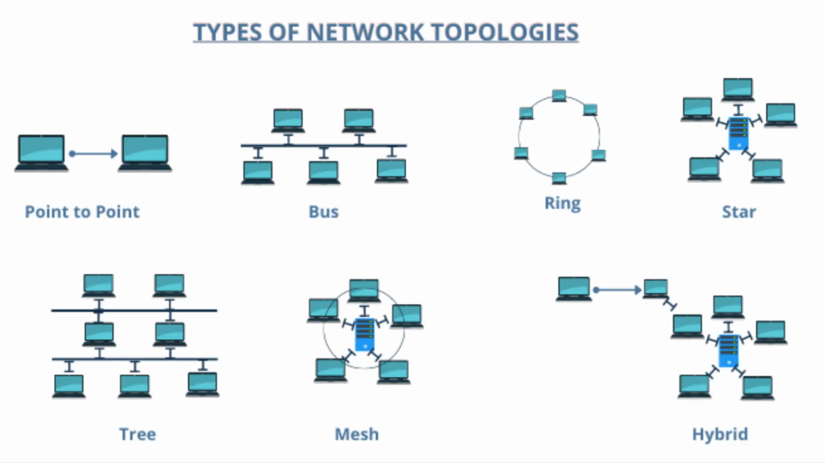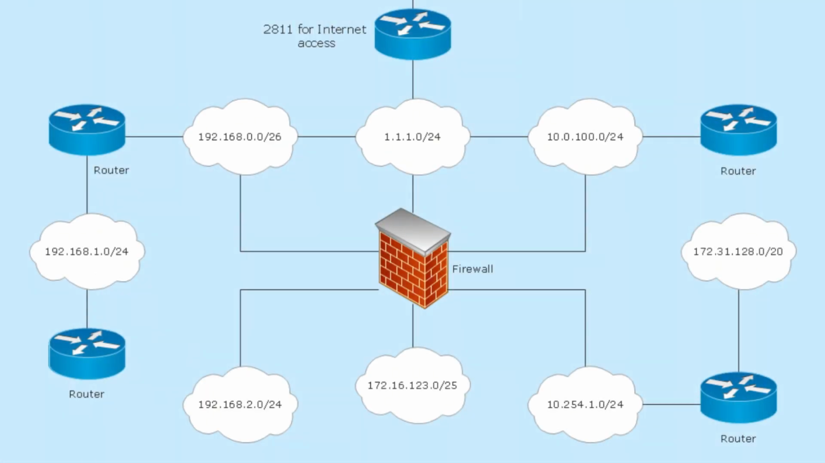First, what exactly is a network topology? Well, in simple terms, a network topology is the arrangement of various elements like computers, servers, and devices within a network. It can describe both the physical layout, which refers to how devices are physically connected, and the logical layout, which defines how the data flows within the network.